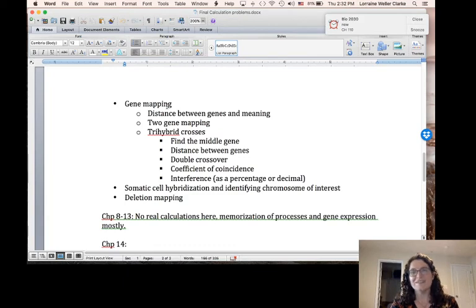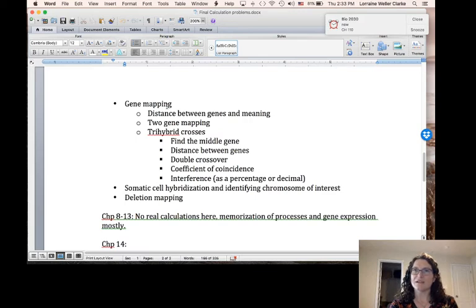And then the difficult one that I know we've worked on a bunch, the trihybrid crosses. Find the middle gene. Find the distance between each gene. Identify which one's the double crossovers. Talk about the coefficient of coincidence and then the interference. Okay, remember, coefficient of coincidence is how many expected double crossovers happened, and the interference is what percentage or what frequency was prevented from crossing over because 2 crossovers interfered with each other.